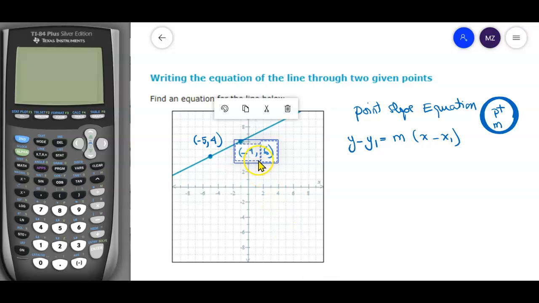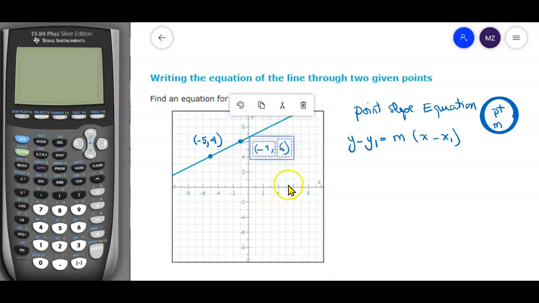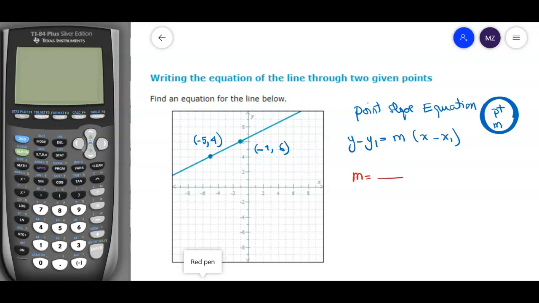How can we get it visually? I don't need to plug it into the slope equation; I think it's a waste of time. The slope is always the rise over the run. From this point to this point, you're going to run 1, 2, 3, 4. You're running 4 units to the right. Always look to the right. And then you're going to rise 2 units up.